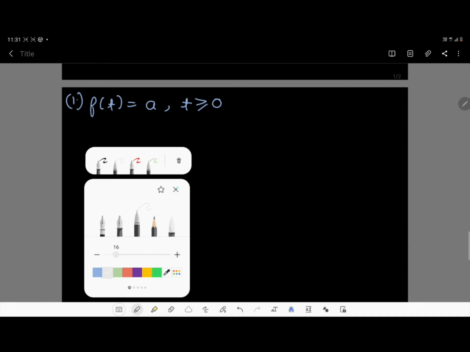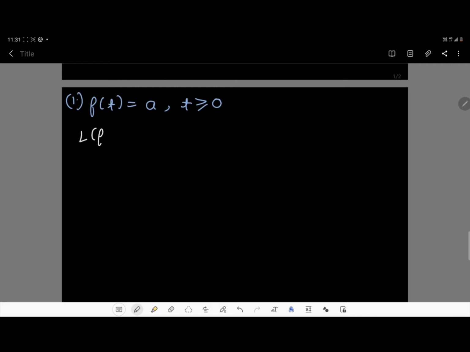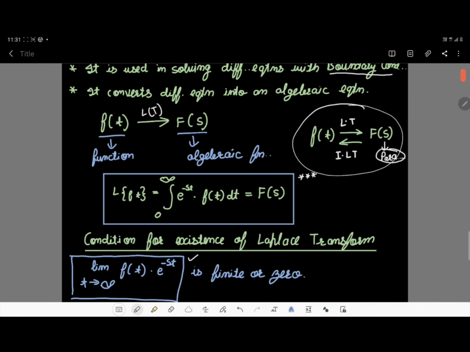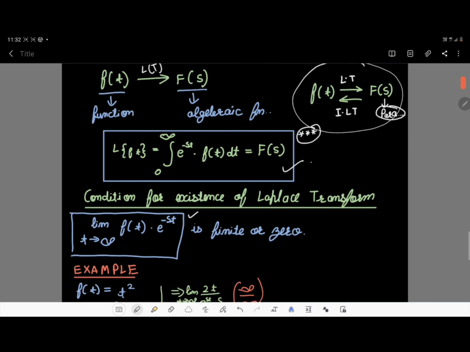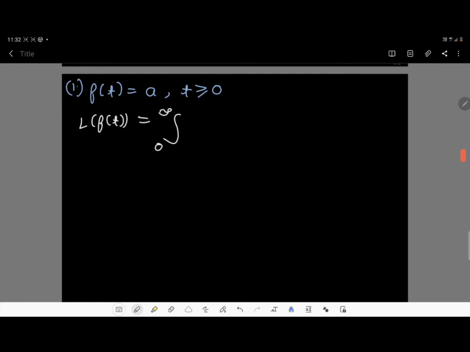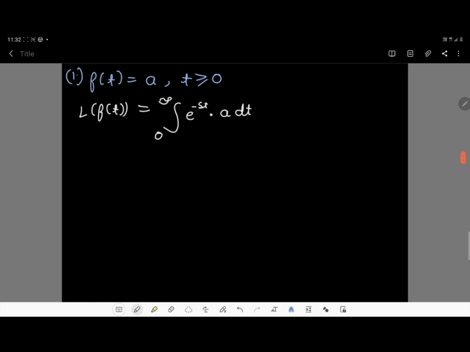So yes, Laplace transform of f(t), right? So this will be the integral from 0 to infinity. That standard formula which I have told you. This is this particular formula, right? So this thing only I am using here. So now what will this become? This will become e raised to power minus st as such, we will write into the function. What is the function? a into dt. I hope this thing is clear. Directly I have substituted the values in the standard formula.